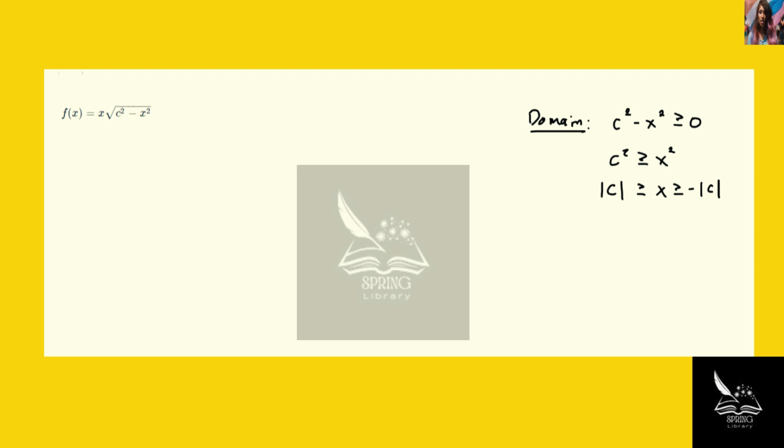Now let's figure out our intercepts. We can set this equal to 0. That tells us either x is equal to 0 or the square root of c² − x² is equal to 0, which is the same thing as c² − x² = 0. Following pretty much the same thing, x is going to be plus or minus the absolute value of c. And since we have that absolute value, we can really just write it as x equals plus or minus c.